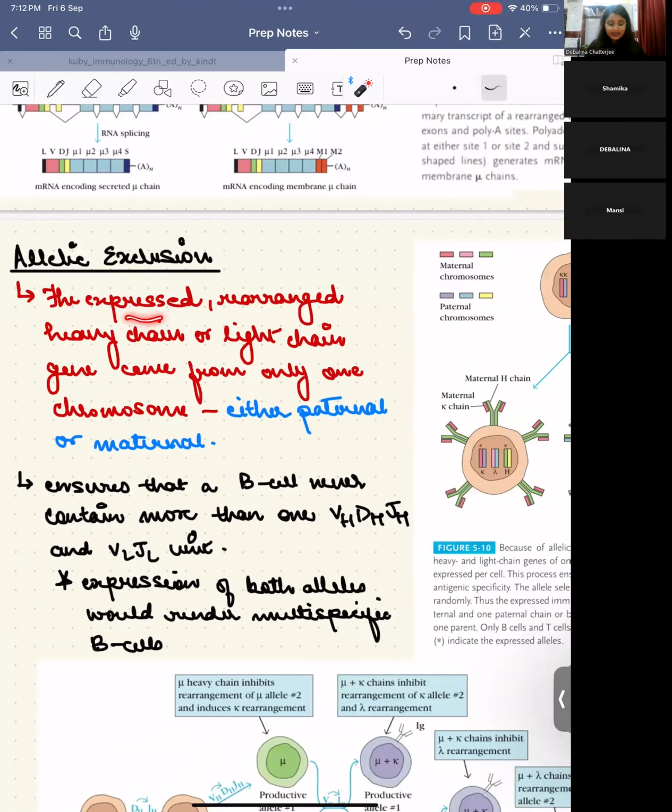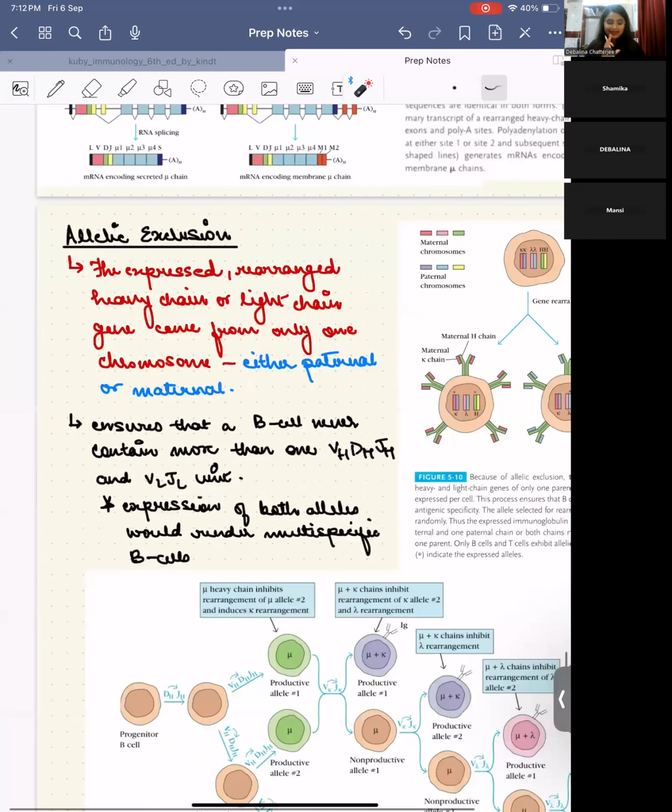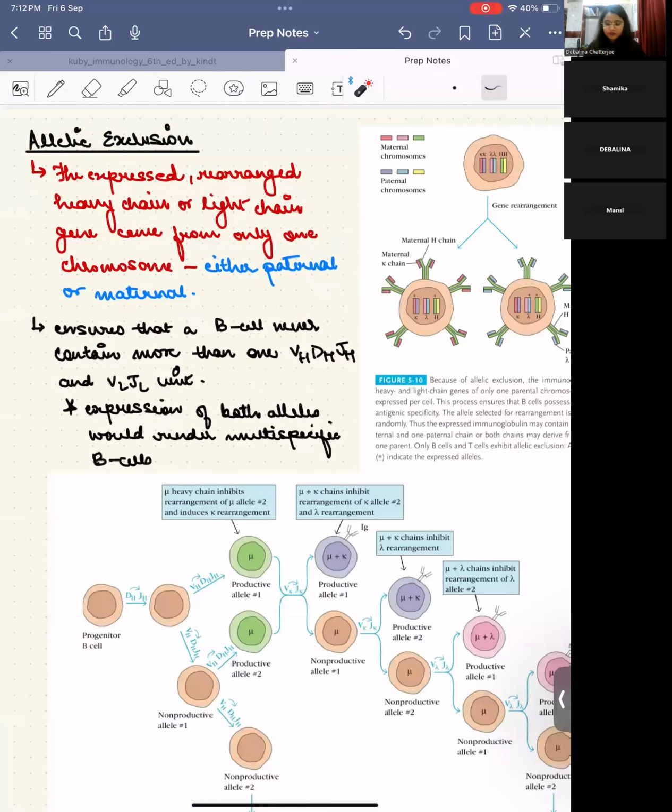So the expressed, rearranged heavy and light chains come from only one chromosome, either paternal or maternal. This phenomenon is known as allelic exclusion. What is the purpose of it? The purpose is to ensure that we only have B cells which are monospecific, that can only bind to an antigen of a particular type.